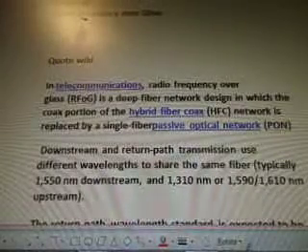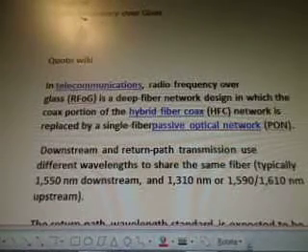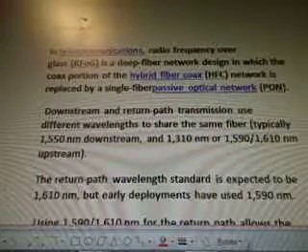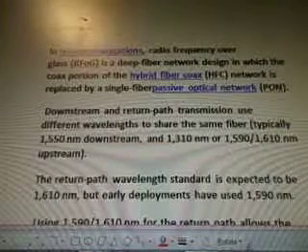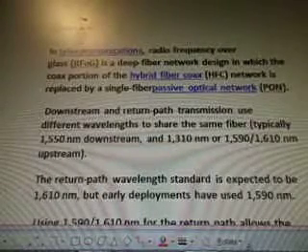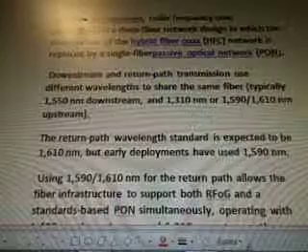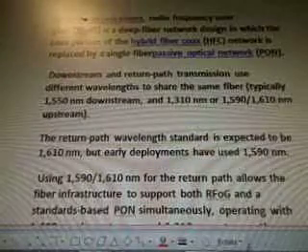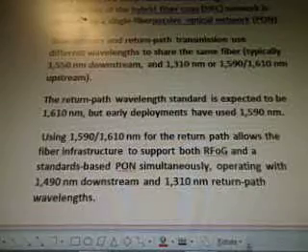In telecommunications, radio frequency over glass, RFOG, is a deep fiber network design in which the coax portion of the hybrid fiber coax HFC network is replaced by a single fiber passive optical network, or PON. Downstream and return path transmission use different wavelengths to share the same fiber. Typically 1515 nm downstream and 1310 nm or 1590/1610 nm upstream. The return path wavelength standard is expected to be 1610 nm, but early deployments have used 1590 nm.